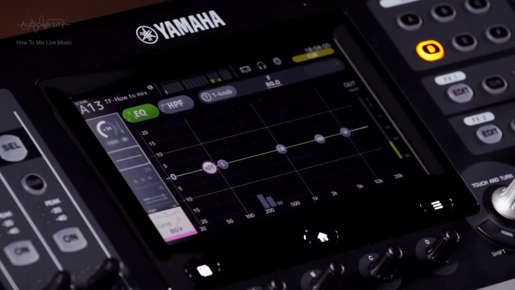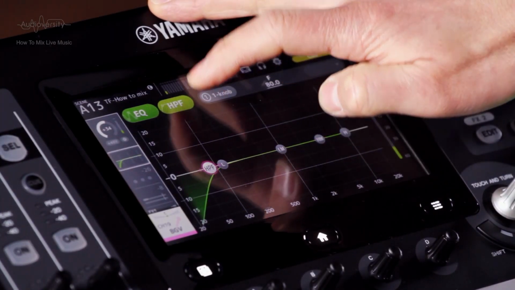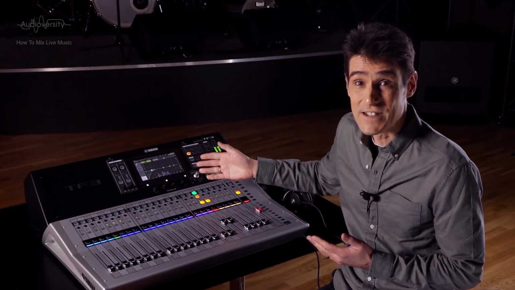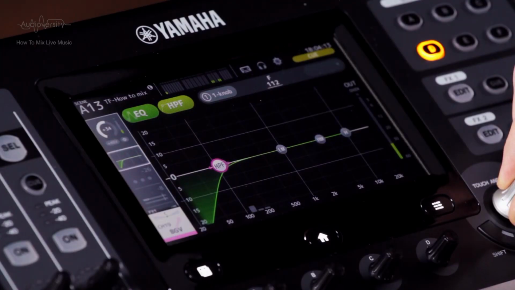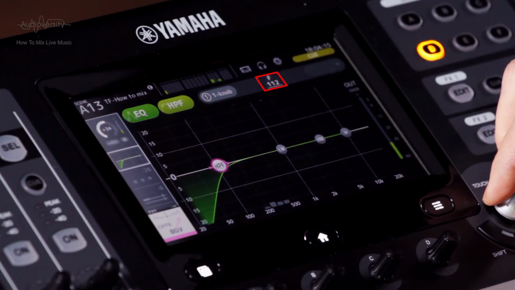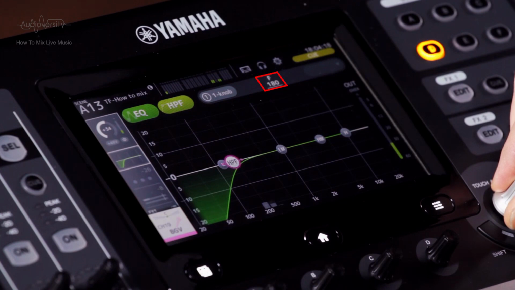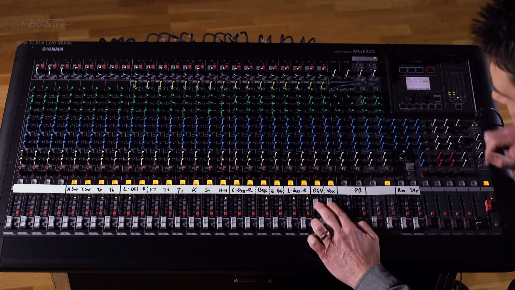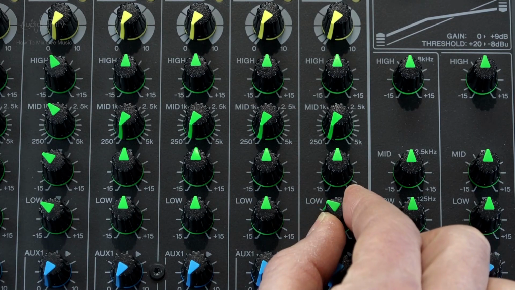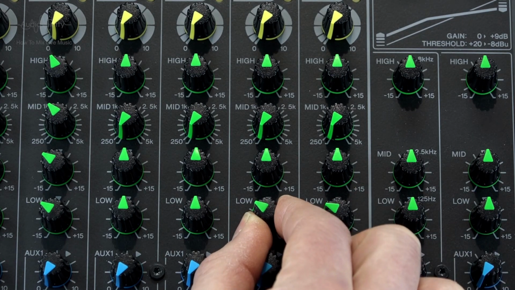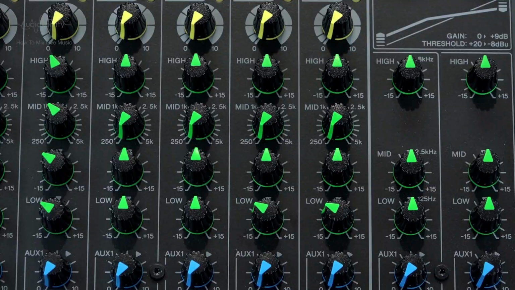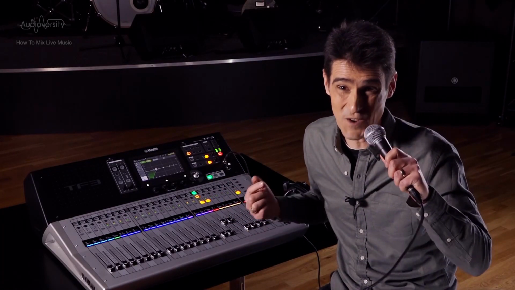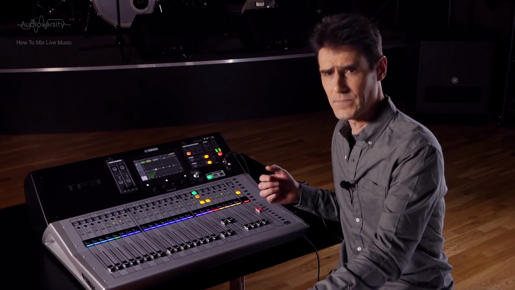You know what's coming first? Reach for the high-pass filter. On the TF mixer, you can raise its frequency to about 125 Hz for male vocals or 200 Hz for females. If using an MGP mixer, I would always reduce the low shelf by 3 to 6 dB. This is particularly important if the microphone is being held very close to the mouth.